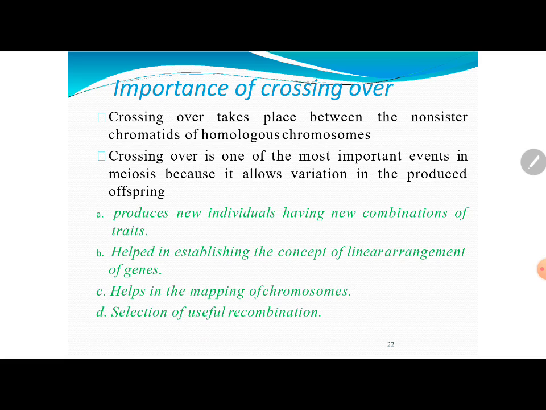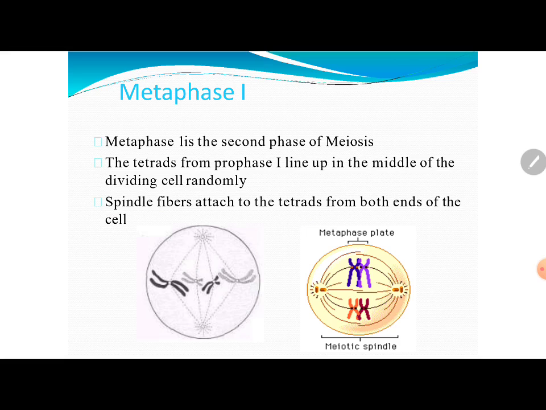Crossing over is one of the most important events in meiosis because it allows variations in the offspring. It produces new individuals having new combinations of traits. It helps in establishing concepts of linear rearrangement of genes. It helps in mapping of chromosomes and selection of useful combinations or recombinations.